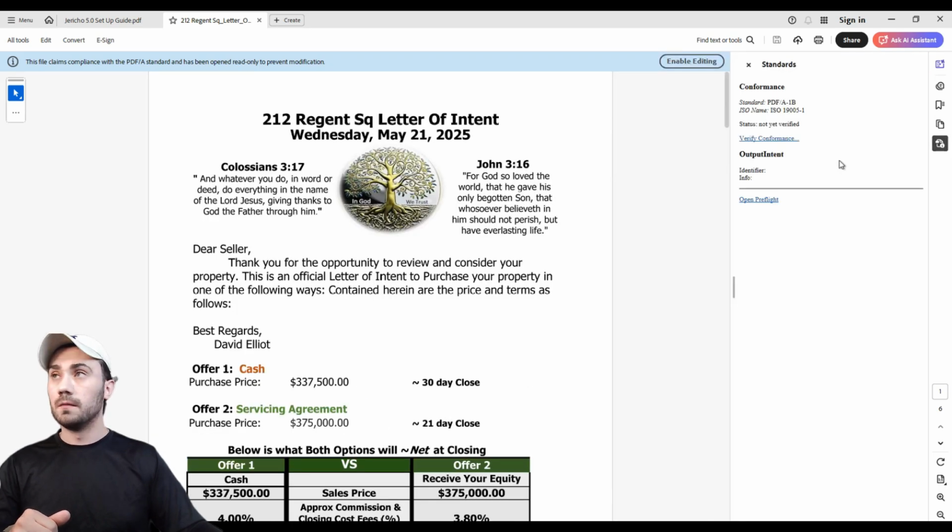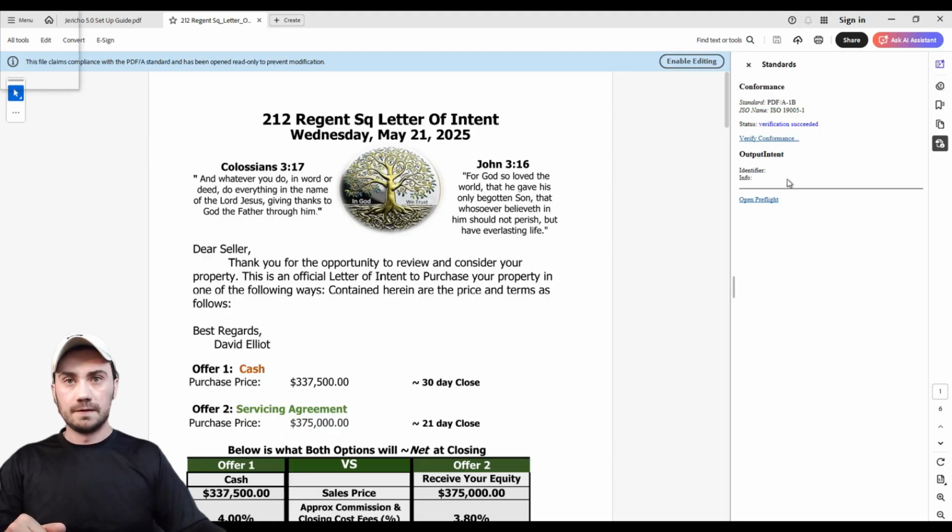It's not necessary, but if you want to verify the conformance of the file, this is what you would do. You would simply click on this section here that says verify conformance. Again, not necessary, but for visualization purposes, I want you to see that it is indeed in the correct format. So you can see here now that this LOI is indeed certified according to Adobe Acrobat.